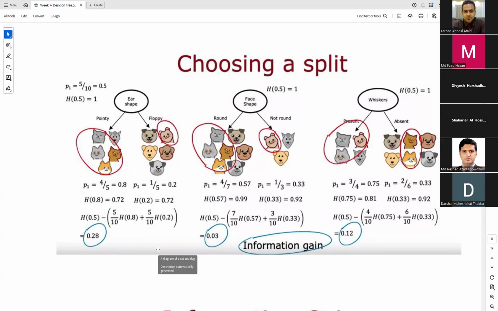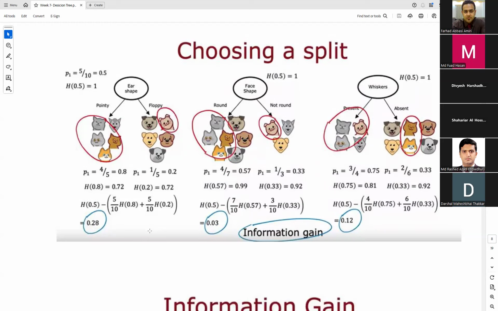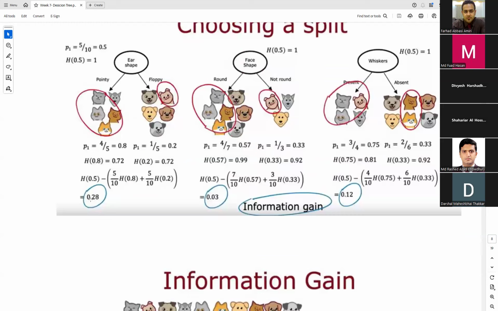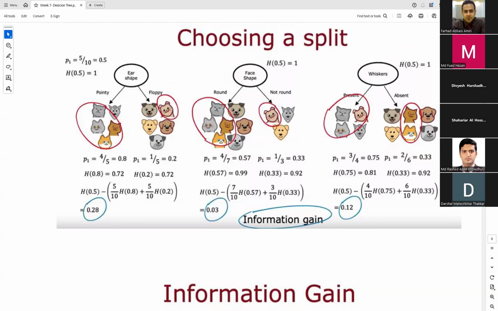Larger information gain means that we can reduce the entropy better, right? So we take a look at the information gain. Which one, from these 3 examples, has the larger information gain? 0.12, 0.03, 0.28. So this one is larger. So it means that this feature, ear shape, is a good option, the best option for us to start splitting the data on.